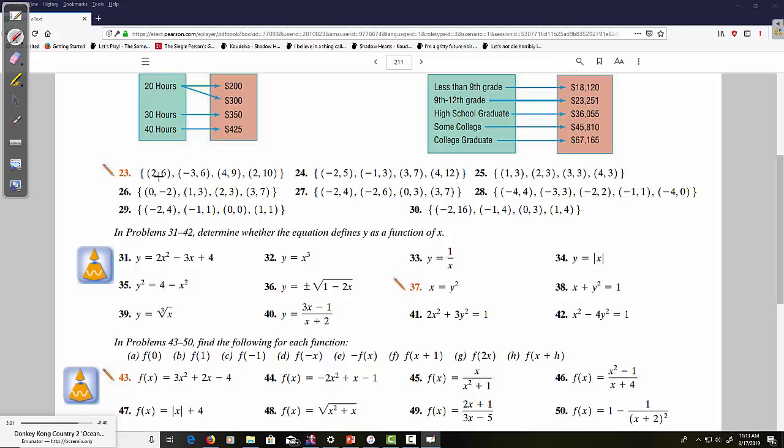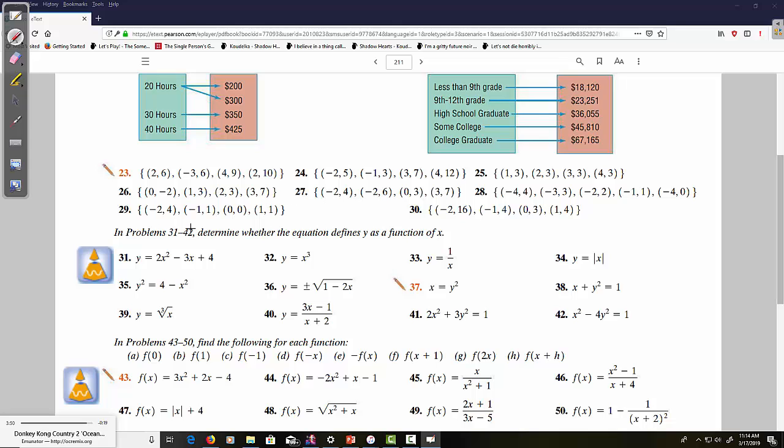But is 23 a function? Well, if you look at it, do any of the inputs have multiple outputs? Well, 2 does. 2 goes to 6, and 2 goes to 10. Because of that, not a function. Whereas 24 is, because each input we have, -2, -1, 3, and 4, each only have one output with them.